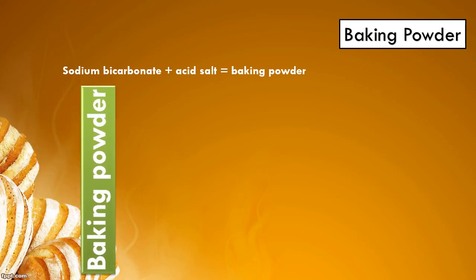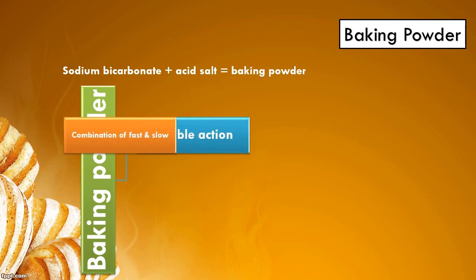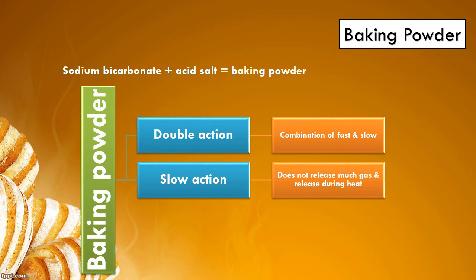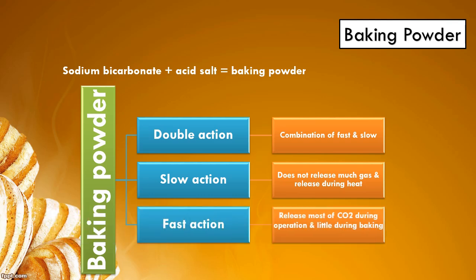Baking powder is another leavening agent. It comprises sodium bicarbonate and acid salt. Baking powder is available in three categories. One is the double acting baking powder, which is the combination of both fast and slow acting baking powder. Second is the slow action, which does not release much gas during operation while releasing some amount during heating. Third is the fast action, which releases most of the carbon dioxide during operation and little during baking.